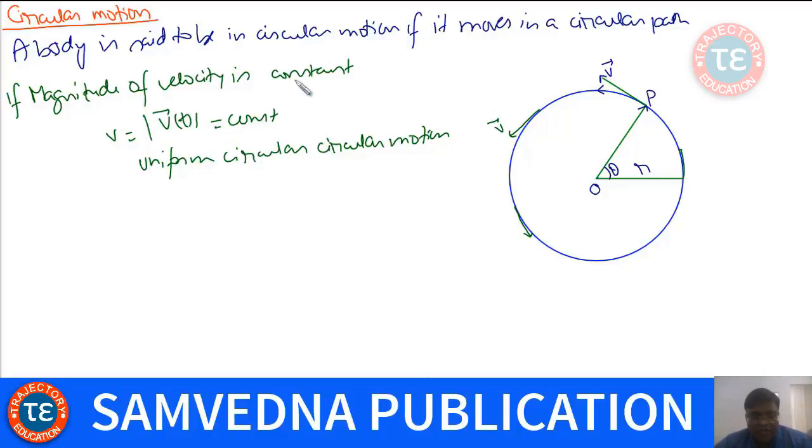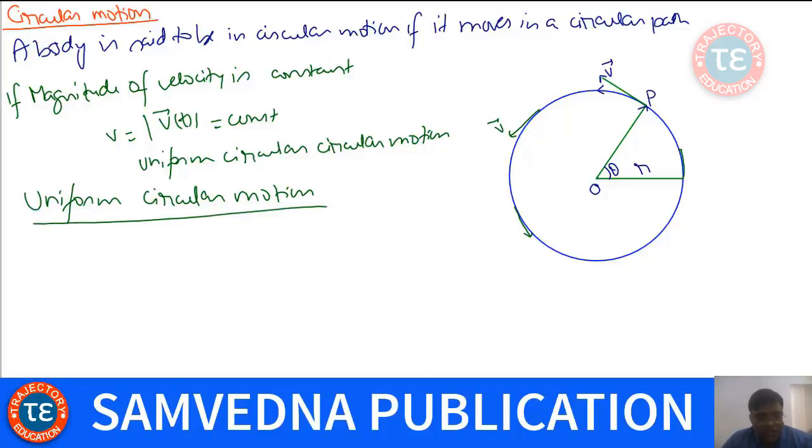If V is the speed and the speed of the particle remains constant, then we call it uniform circular motion. And if speed changes with time, then it is non-uniform circular motion. If speed does not change with time, it's uniform circular motion; if speed changes with time, it's non-uniform circular motion. So first of all, let us discuss uniform circular motion.